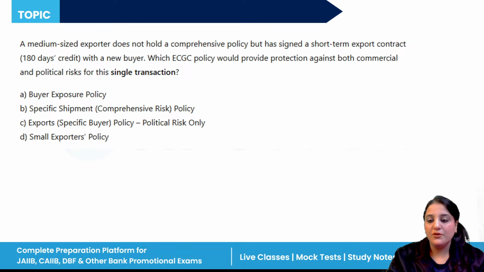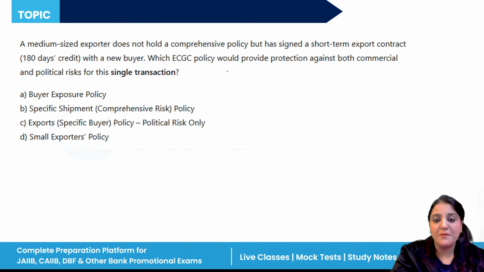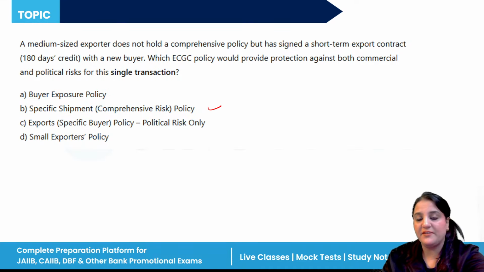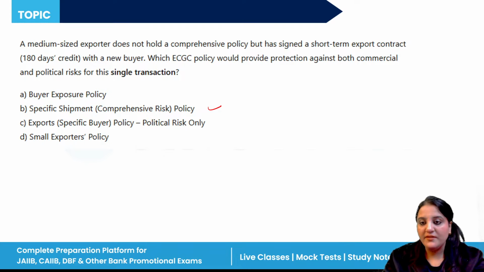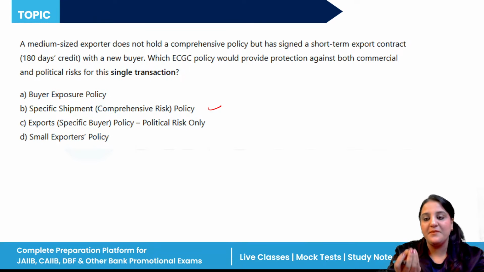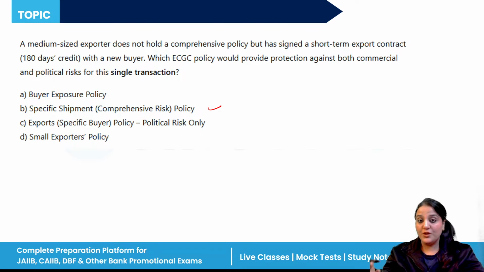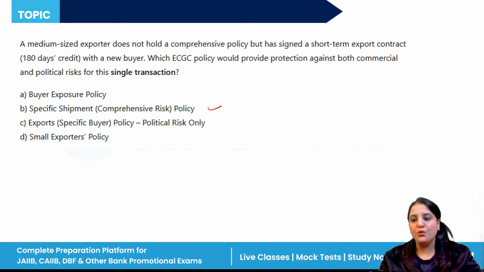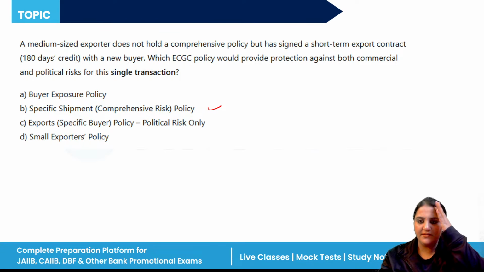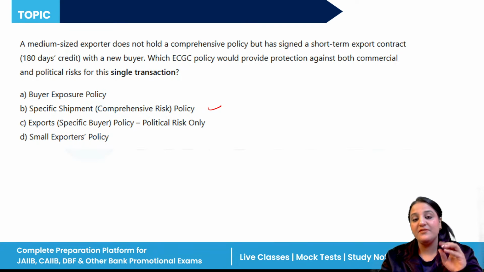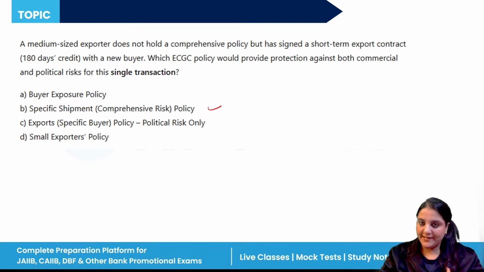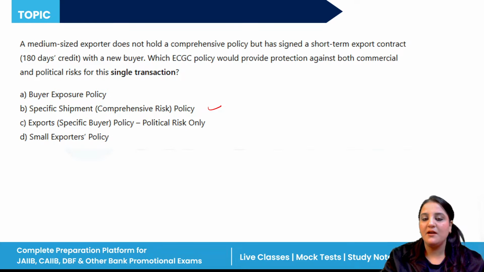So the correct answer is the specific shipment comprehensive risk policy. Why? Because specific shipment policies cover commercial as well as political risk for exports on short term credit, which is less than or equal to 180 days. These are suitable for those exporters who do not hold a standard comprehensive policy. So comprehensive risk here includes the political as well as commercial risk. So that's why option B is correct here.